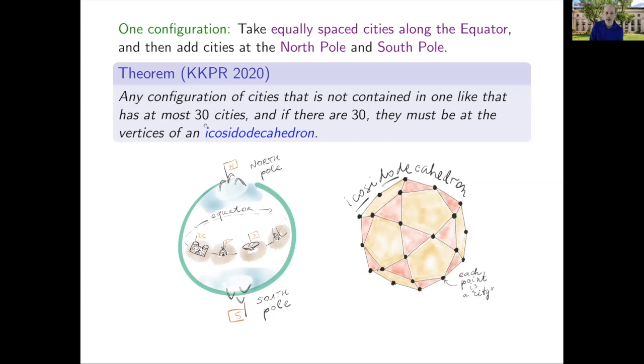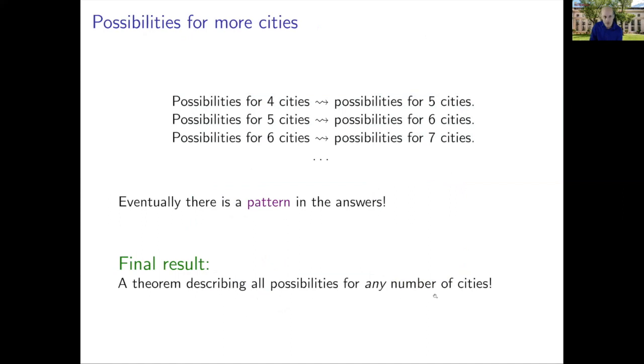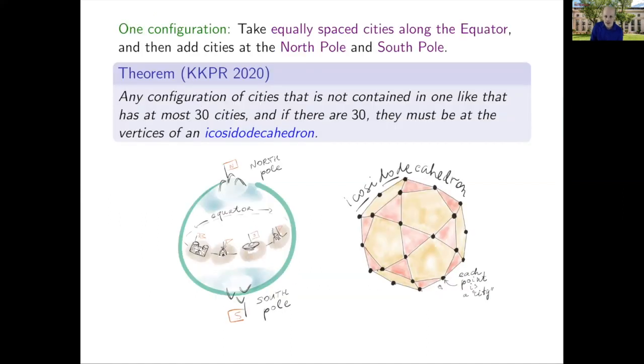And not only that, but if there are exactly 30 cities and they're not part of this, then they must be at the vertices of what's called an icosahedron. So that's this shape here. This is some sort of hybrid between the icosahedron and the dodecahedron. You can get it by taking an icosahedron and taking the midpoints of all the edges, and you take those midpoints to be the cities. And that gives you these 30 points, and if you have those as your cities, then it turns out that the distance from here to here is 1/10.